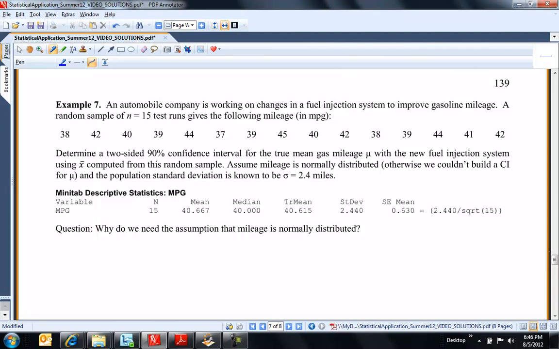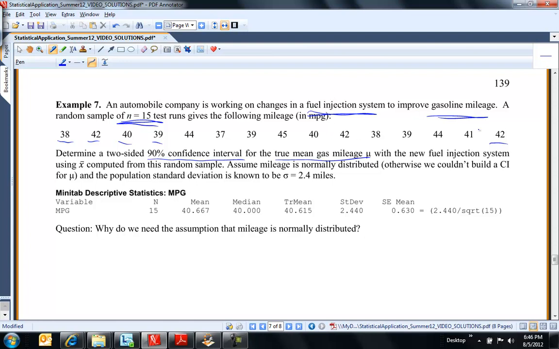Here is a situation: an automobile company putting in a new fuel injection system to improve gas mileage. I want to see if it did improve gas mileage, so I take a random sample of 15 test runs, and here's the miles per gallon obtained by the 15 cars. Okay, random sample. I want to build a 90% confidence interval that will contain the true mean gas mileage mu. And again, 90%, here's my sample data. I might capture mu, I might not. We hope I do. 90% of the time I will.